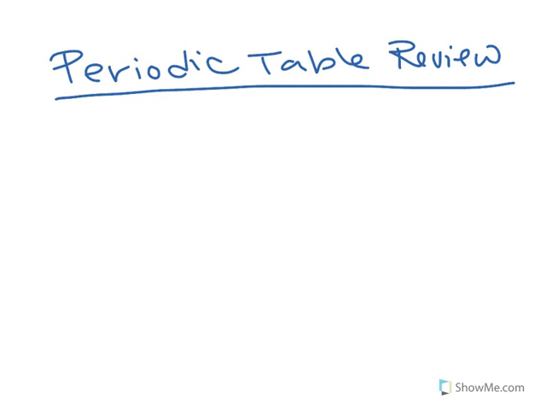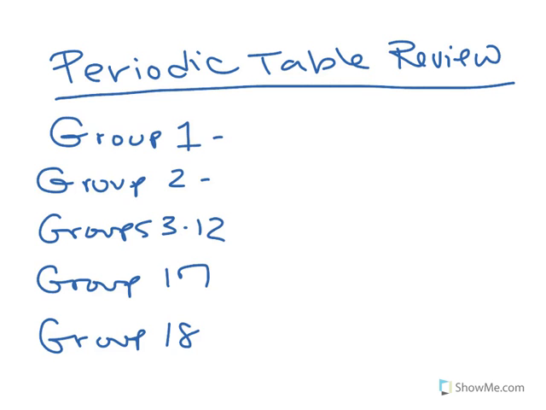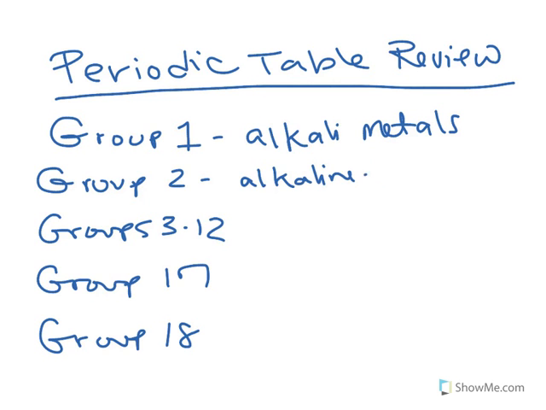In this video, we will look at some review of the periodic table. Let's start with the group names. Group 1 are called the alkali metals. Group 2 are called the alkaline earth metals. Group 1 and 2 are very reactive.